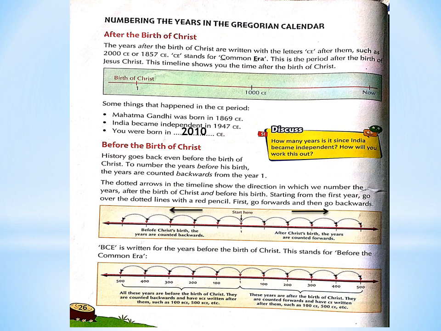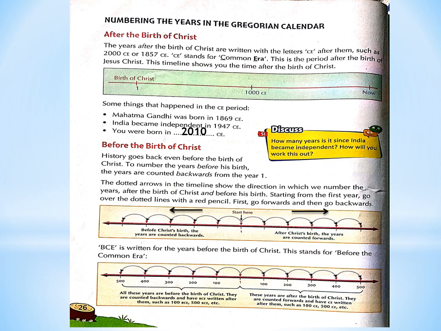Okay. Now BCE is written for the years before the birth of Christ. This stands for before the Common Era. CE stands for Common Era and BCE stands for before the Common Era. Again there is one box given and one timeline is shown. You just follow the words written below it. All these years are before the birth of Christ. They are showing the BCE period. They are counted backwards and have BCE written after them, such as 100 BCE, 500 BCE, etc.